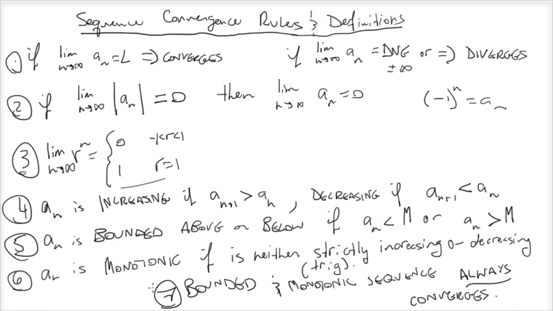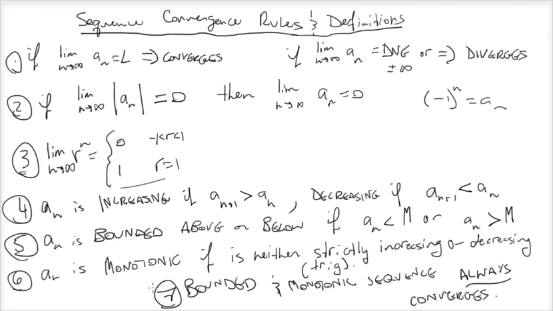So if you have a multiple choice question, and it gives you a sequence, and all you need to answer is whether or not it converges or diverges, and you see that it's bounded and monotonic, don't go any further, don't do any limit work, just write down that it converges. Now, if it's not bounded and not monotonic, that doesn't mean that the sequence is going to diverge. You do have to do your limit work for that. But that's pretty much all you need to know for sequences for this class.